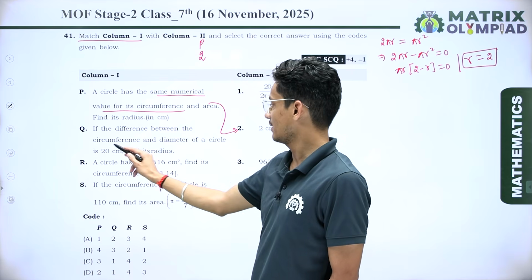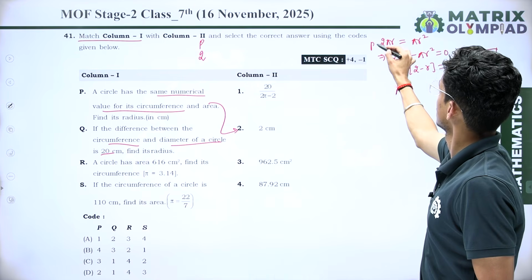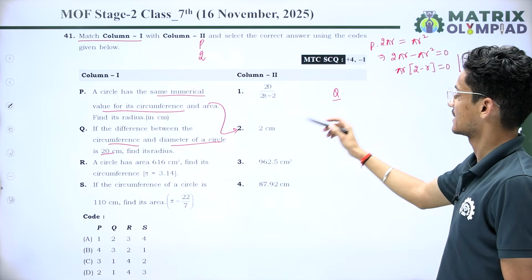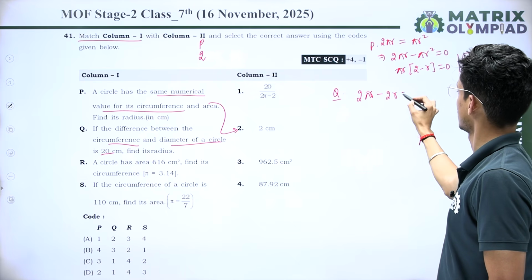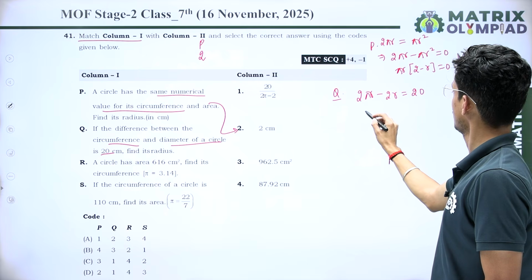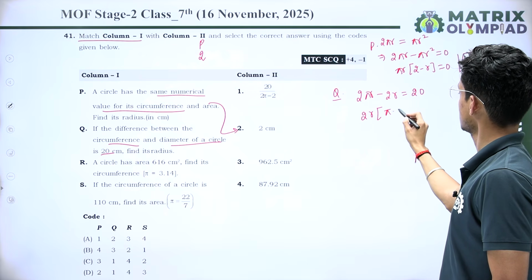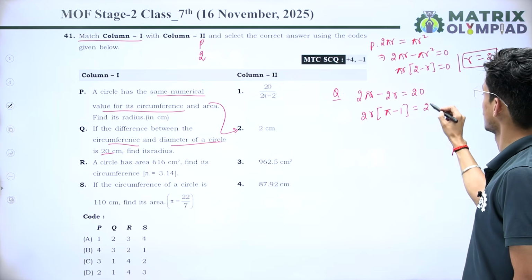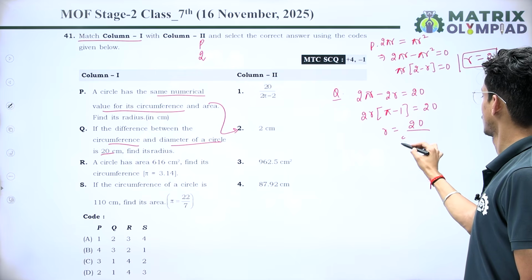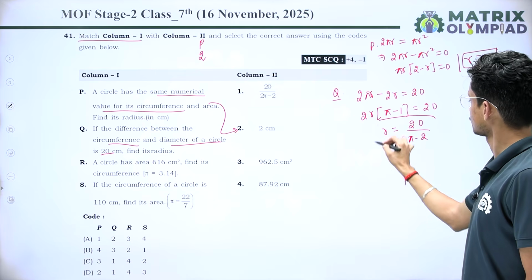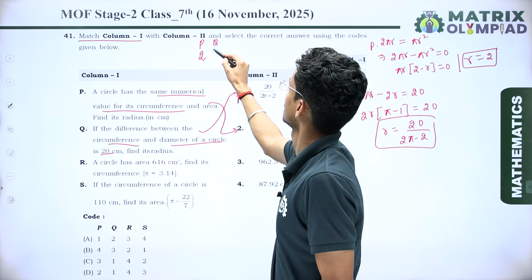Next, if the difference between circumference and diameter of a circle is 20 centimeter, so this one is Q. Circumference we know is 2 pi r minus diameter, that is 2r. That is 20. So when we take common 2r, here I can write pi minus 1 is equal to 20. Now we have to find the radius. So radius I can write 20 upon 2 pi minus 2. It means Q is connected to 1. So here I can write Q is connected to 1.